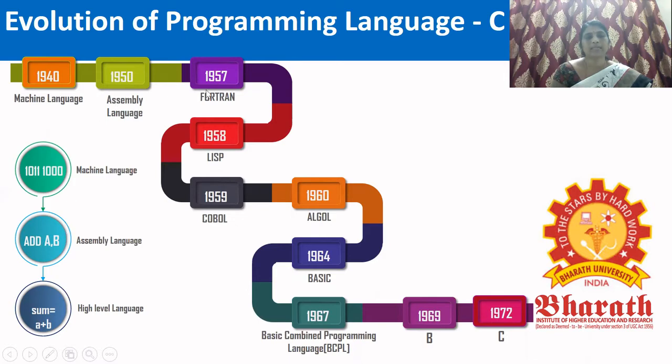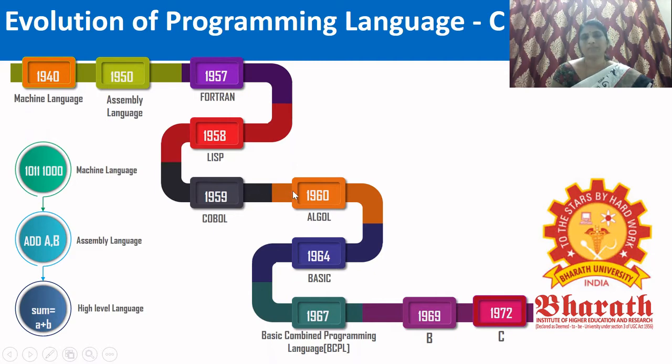Next comes the high level language. The high level language is an English-like language which is easily understood by humans, and needs to be converted to machine language in order for the machine to understand. In 1957, we had Fortran, Formula Translation. Then in 1958, we had Lisp, which is based on the list type of data. And in 1959, we had Common Business Oriented Language.